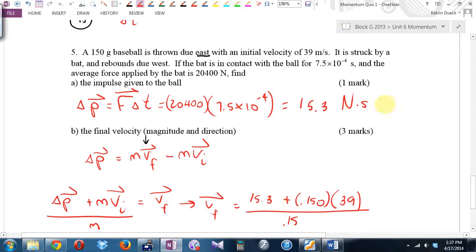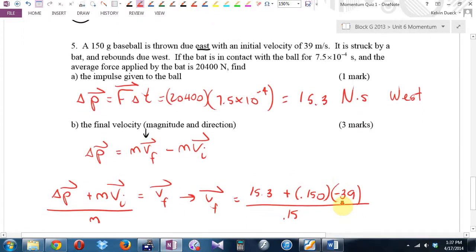I let this be positive. This is positive because I think this, in terms of direction, is to the west. I kind of, sort of think I need to let my initial velocity be negative. Don't I? There's a change in direction here. I got to be careful here.